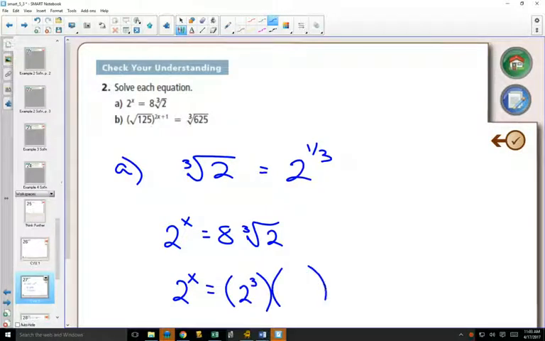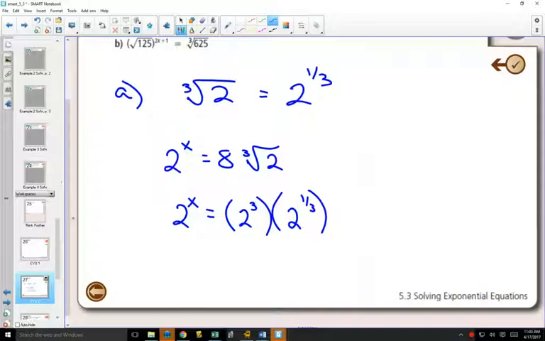We can change our cube root of 2 to 2 to the 1/3. Now, on the left-hand side, we have a power with a base 2. On the right-hand side of our equation, we have 2 powers of base 2. So we also have to think back to our exponent laws. What do we do when we're multiplying 2 powers together and they have the same bases? What was the rule? Add the exponents. So we're going to have to add our exponents here.